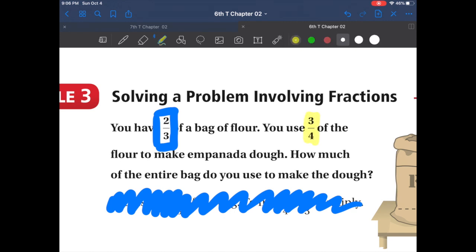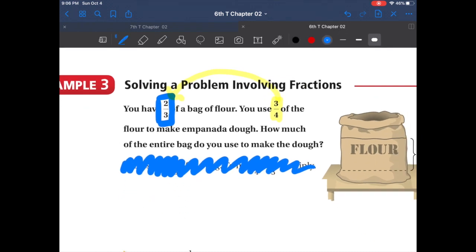Okay, so I used it. What does that mean when you use, right? You took it out. I used this. I used my basketball. I used this. I used, how much did I use? I used 3/4 out of that. So 3/4 of that. So I'm already thinking of a math problem right now.